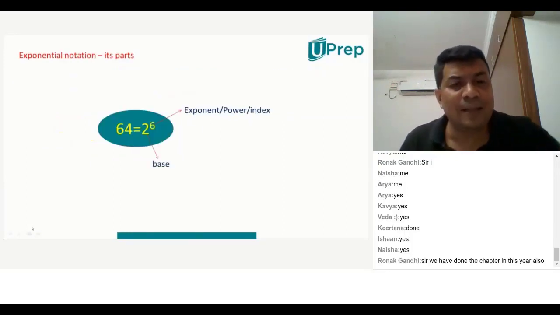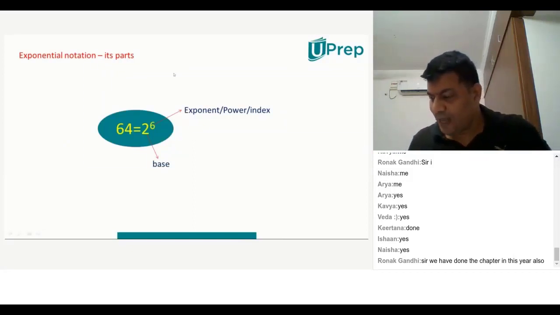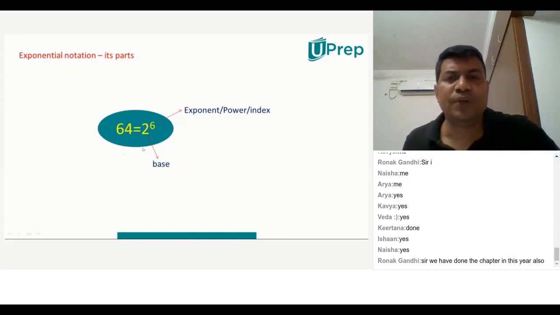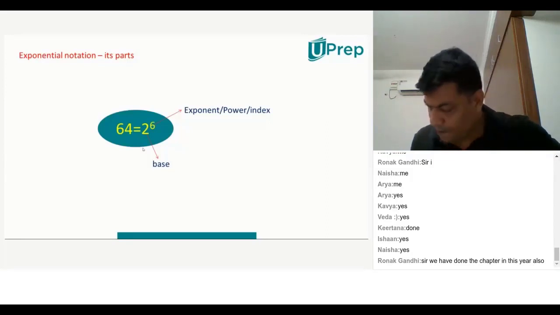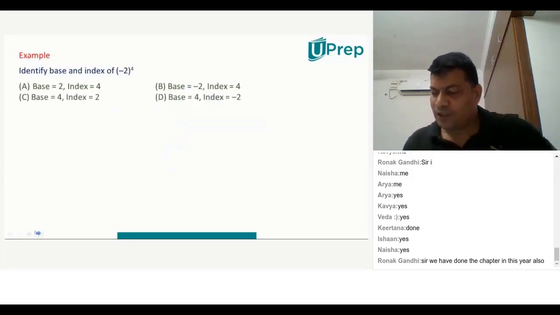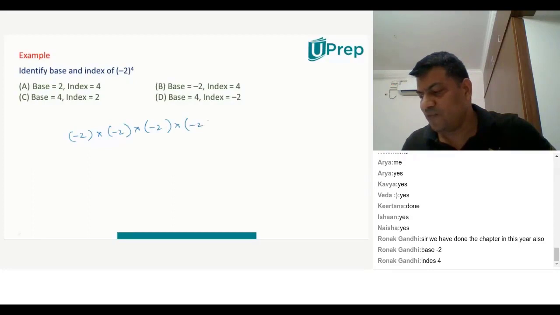I think everyone understands this. Let me not waste time with that. So 64 is nothing but 2 to the power of 6. If you multiply 2 into 2 into 2 into 2 into 2 into 2, 6 times, you write it as 2 to the power of 6, and 2 power 6 is 64. Let's go further. If someone asks you to identify the base and index of minus 2 to the power of 4, because it's a negative number, it doesn't mean that anything changes. Minus 2 to the power of 4 is minus 2 multiplied with minus 2 multiplied with minus 2 multiplied with minus 2, minus 2 multiplied 4 times.